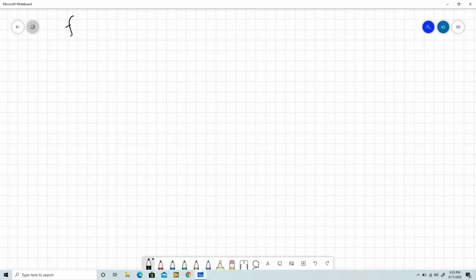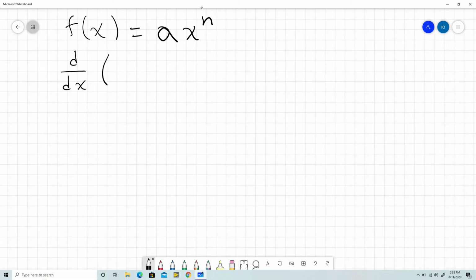Say you have a function f of x that's equal to a times x to the nth power, and a is some real number and n is some real number. Now I'm going to throw some notation at you. d over dx of a times x to the nth power. What this represents is whatever is inside the parentheses, we're just finding the derivative of. And this x just means we're deriving based on x.